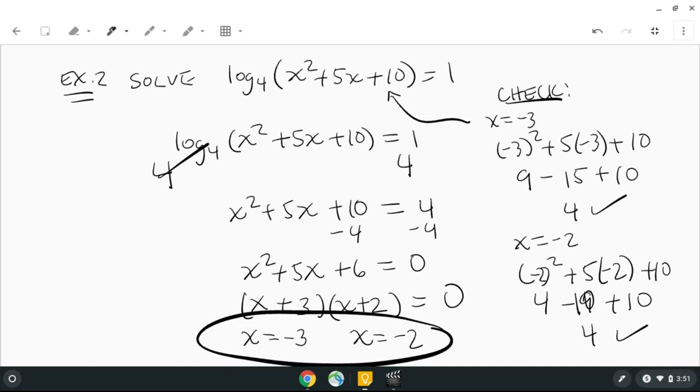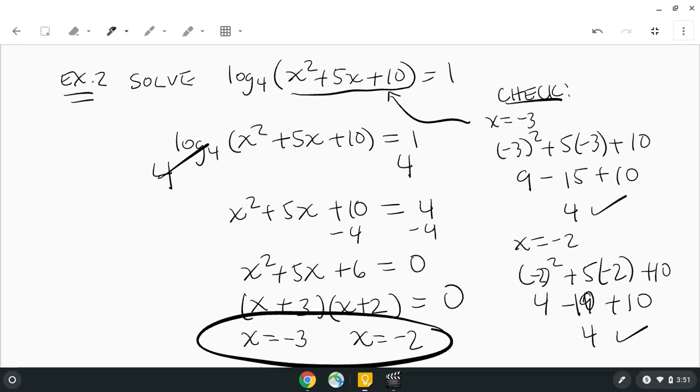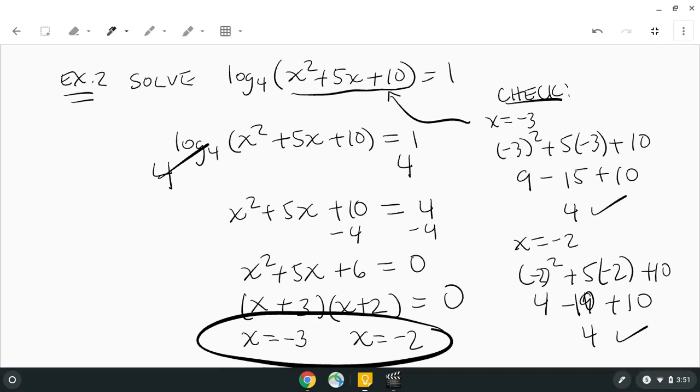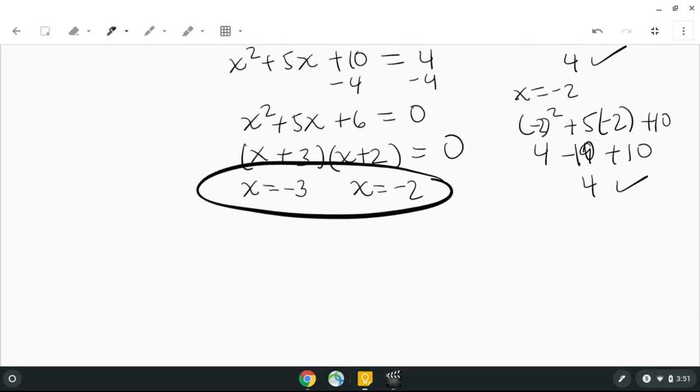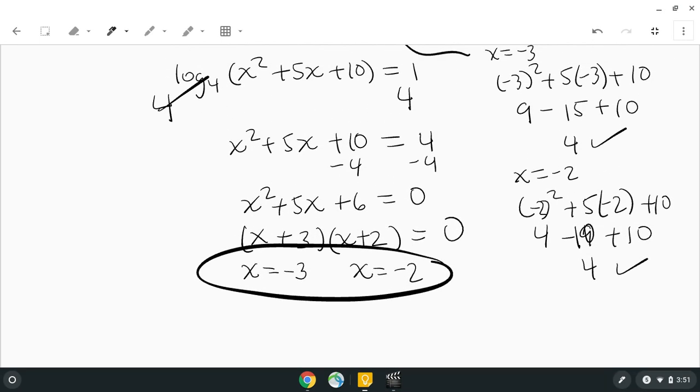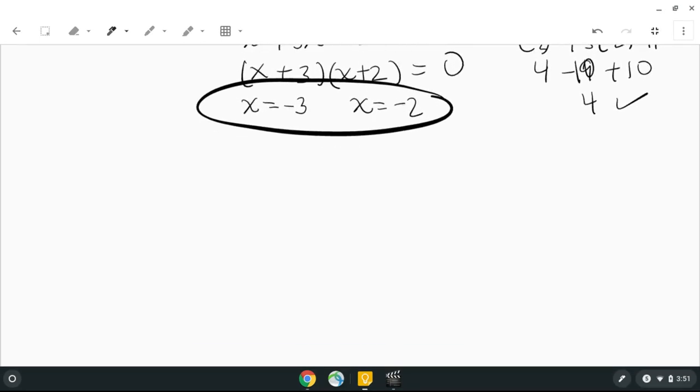into this here inside the log, you end up with a 0 or negative. And we are not taking logs of 0 or negative in this class. We didn't get 0 or negative. We got positive 4 both times.